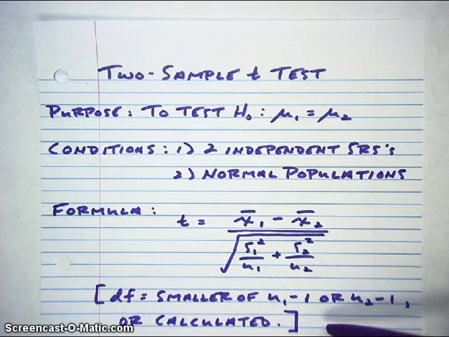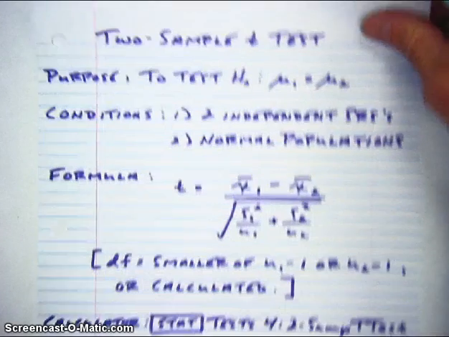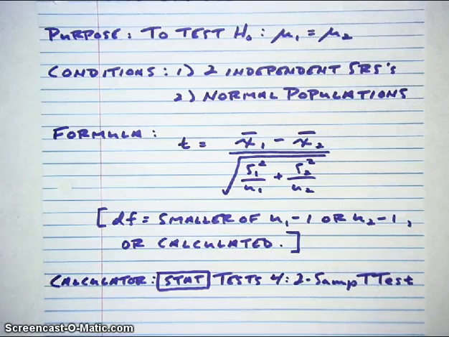The degrees of freedom in this case could either be the smaller of n1 minus 1 or n2 minus 1, or it could be calculated from a computer or your calculator. If you perform this test on your calculator, it's STAT, TESTS, 4: two-sample t-test. Let's look at an example of how this works.